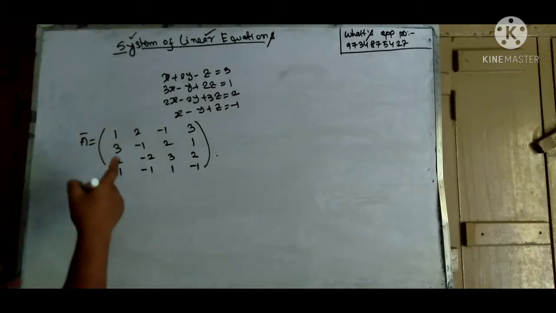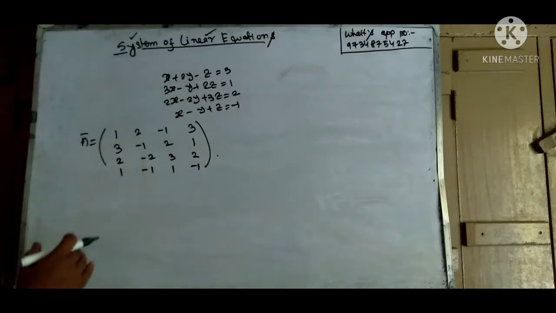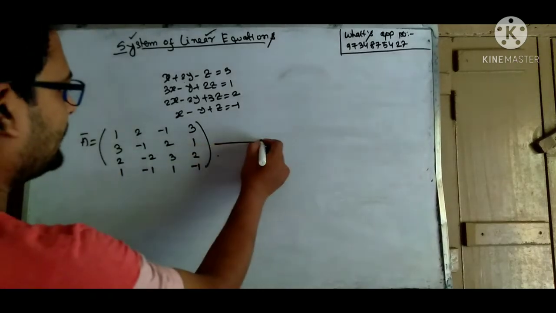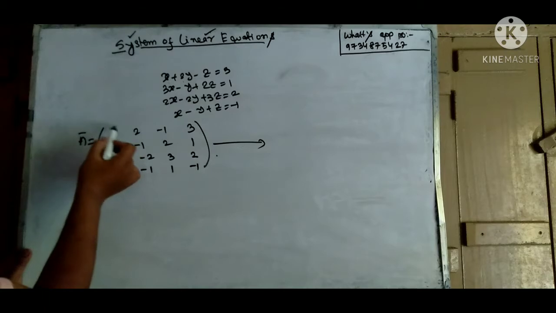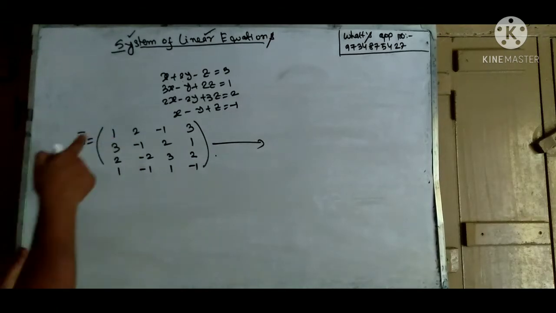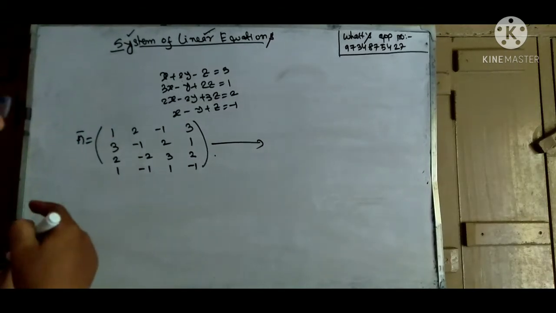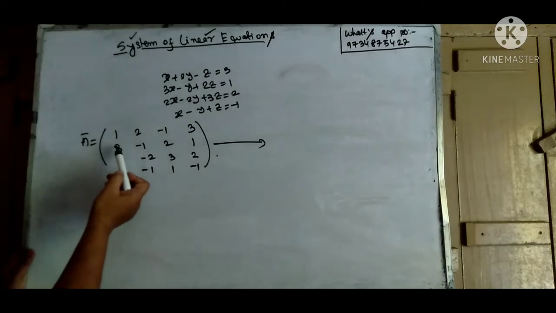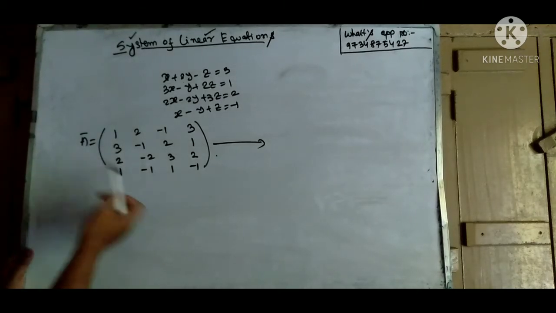Let us reduce this matrix to its row echelon form. So what we will do? The first non-zero element in the first row is already a leading one, so we will go to the next step. That means the elements below the leading one should be 0. That means this will be 0, this will be 0, and this will be 0.